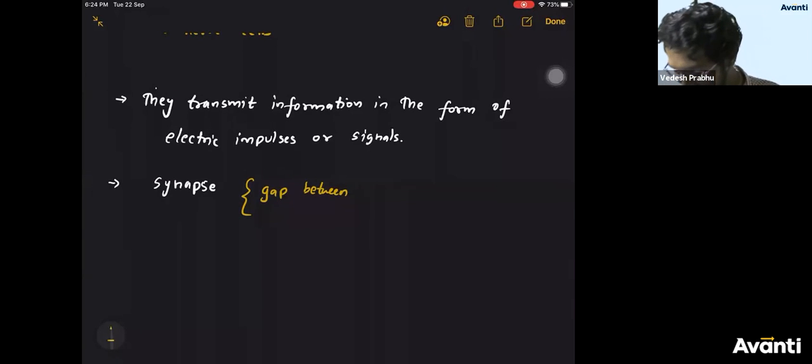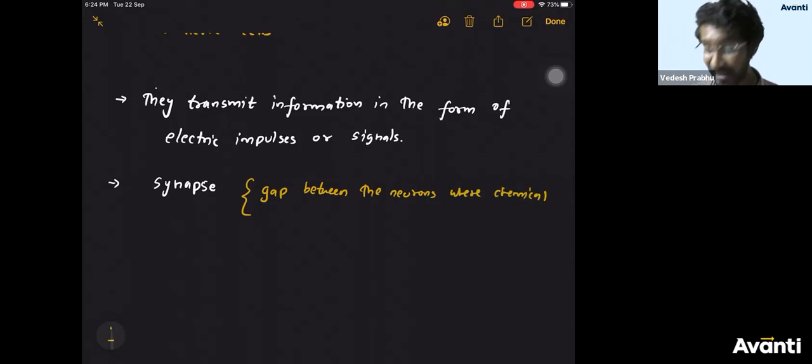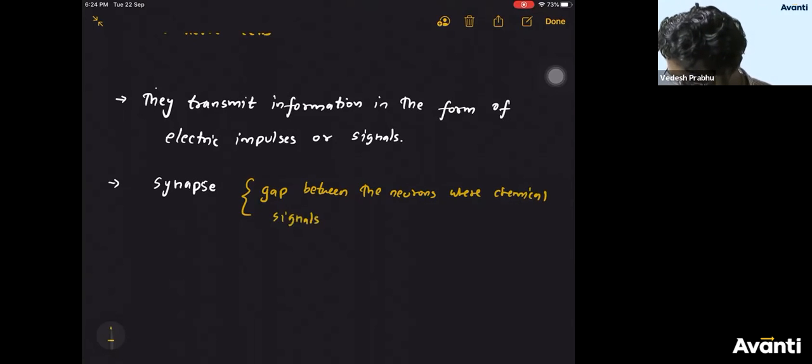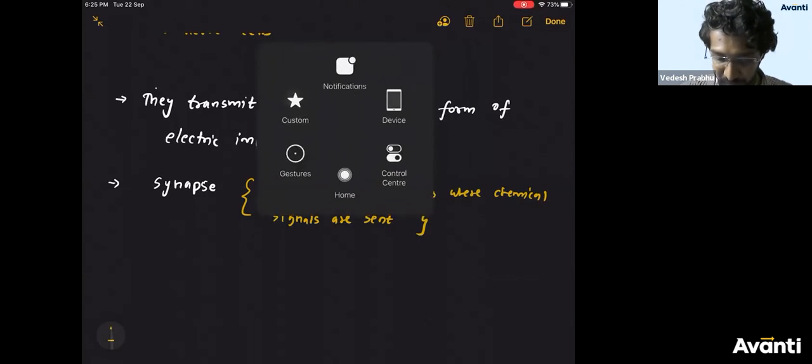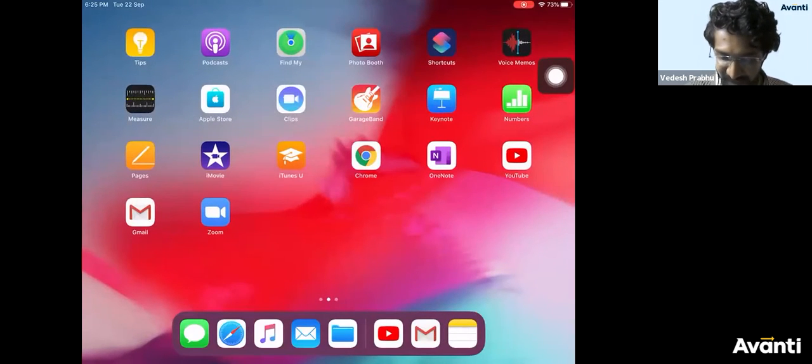I'm going to show you the synapse between the neurons, where chemical signals are sent. This is the surprising factor. Even though we have electric signals, only in that gap, the synapse, are chemical signals used. It's an amazing concept, and you will learn it in detail in 10th standard. Now I will show you the neuron as well as the synapse.